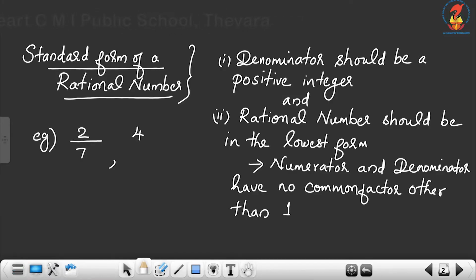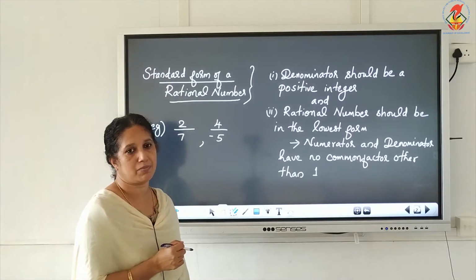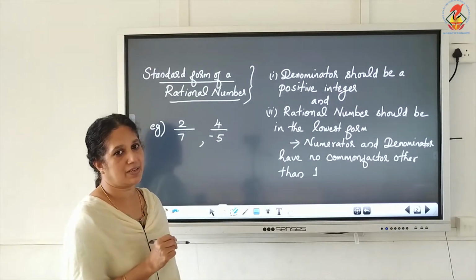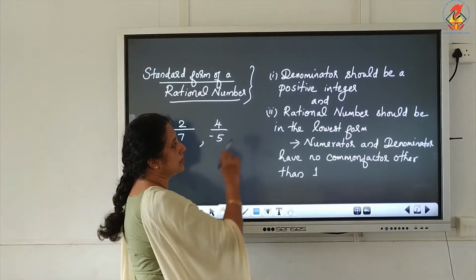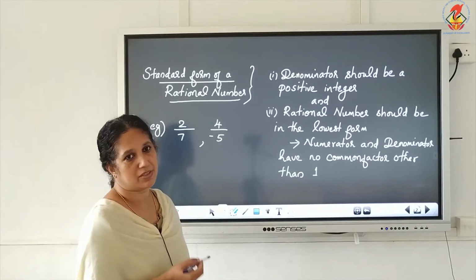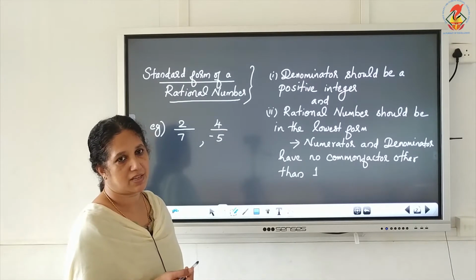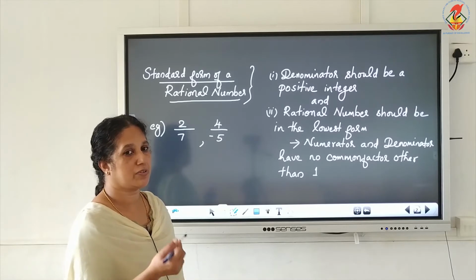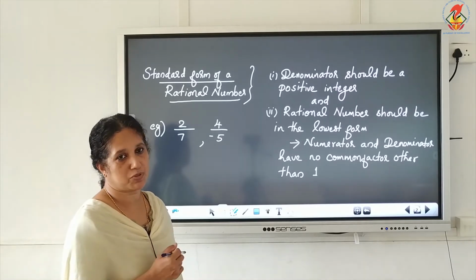Then again, 4 by negative 5. What about 4 by negative 5? Is it in the standard form? No, it is not in the standard form. The denominator should be a positive integer, but the denominator is not a positive integer. So what do we have to do? We have to make the denominator a positive integer.